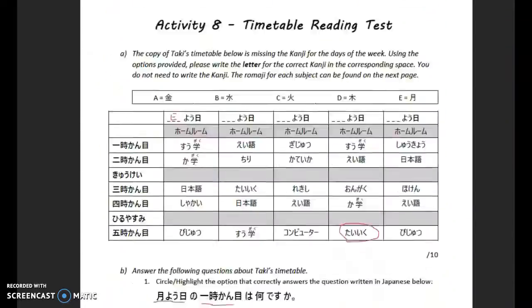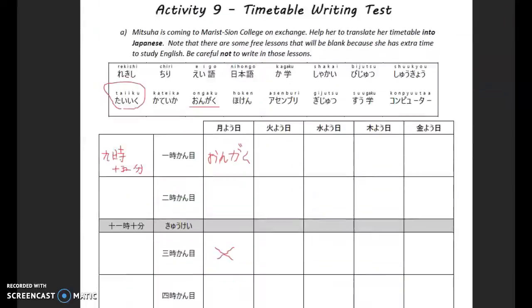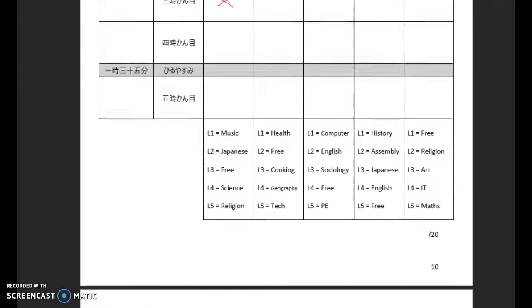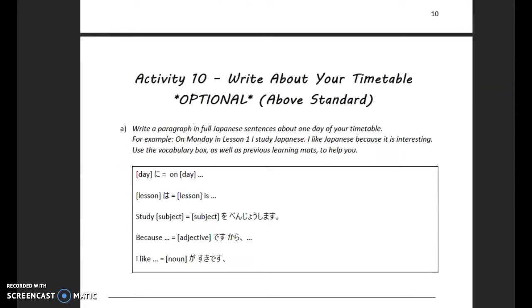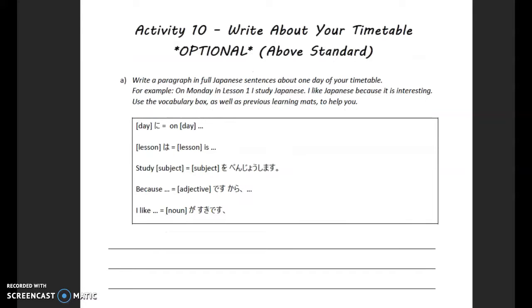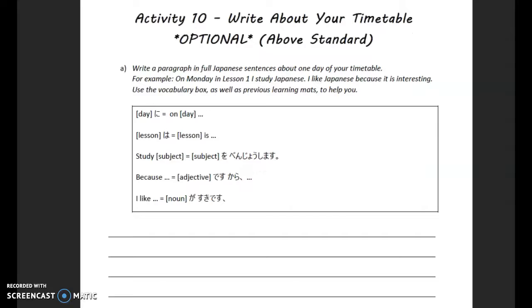So that's activity 9. That's all it is. And then activity 10 is optional. So this is the above standard option to write a paragraph in full Japanese sentences about one day of your timetable. For example, on Monday in lesson 1, I study Japanese. I like Japanese because it is interesting. Some of you will have already started working on this with Aya Sensei. You're welcome to have a go.